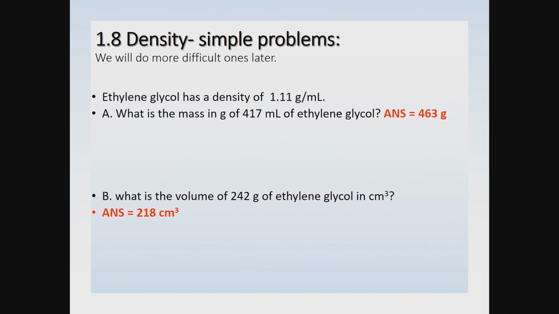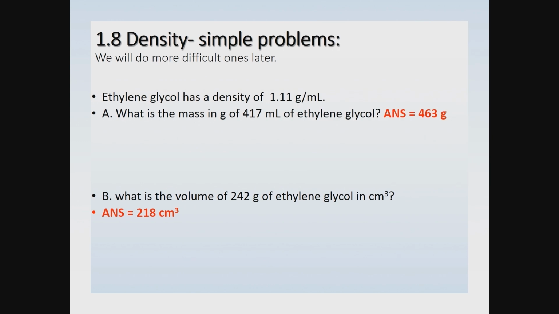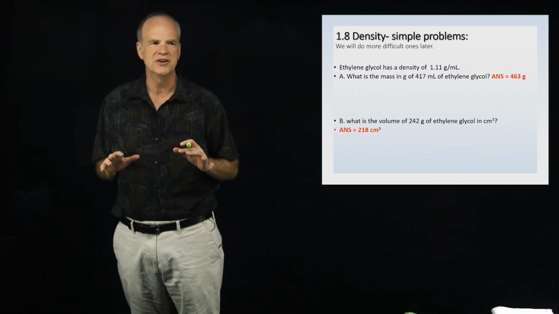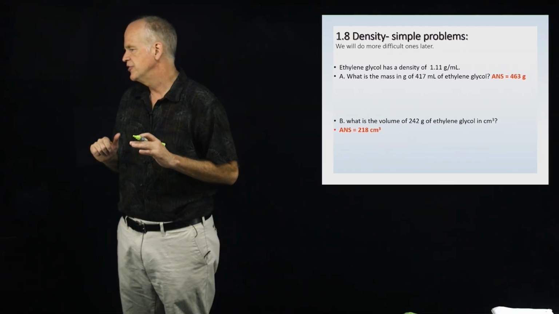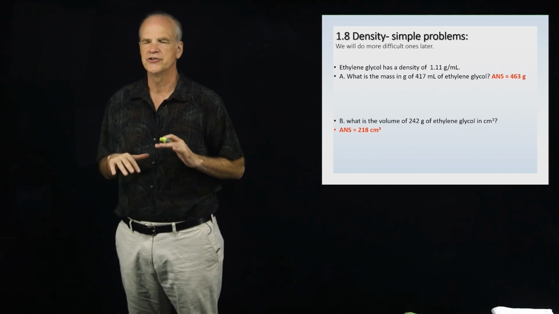Okay, so we're going to do a few simple density problems. The first one, problem A, is: what is the mass in grams of 417 milliliters of ethylene glycol if the density of ethylene glycol is 1.11 grams per mL? To solve this problem, I think maybe the best approach is just to write out the formula, then write out the variables and assign them.